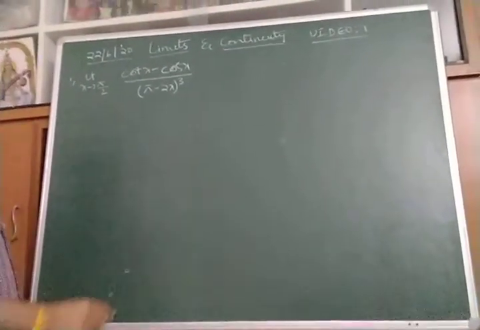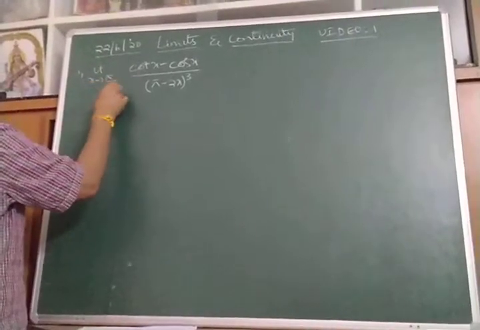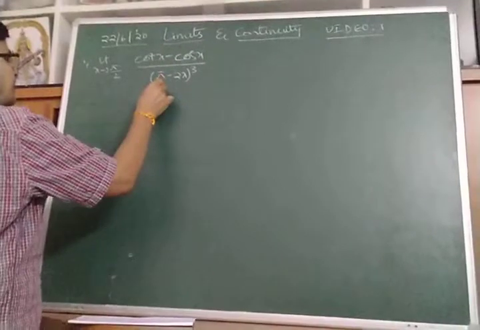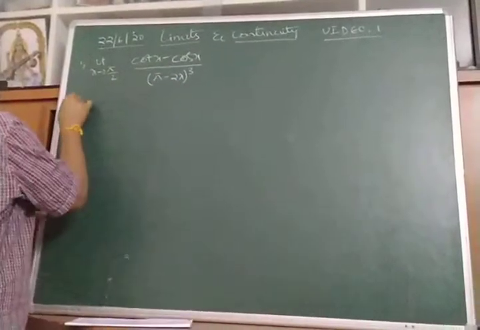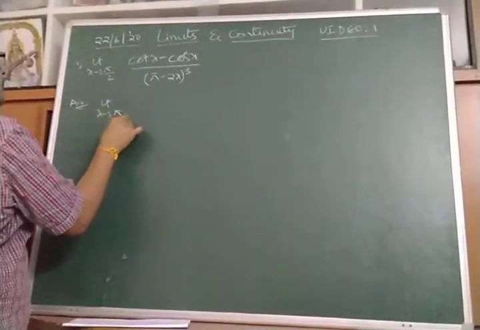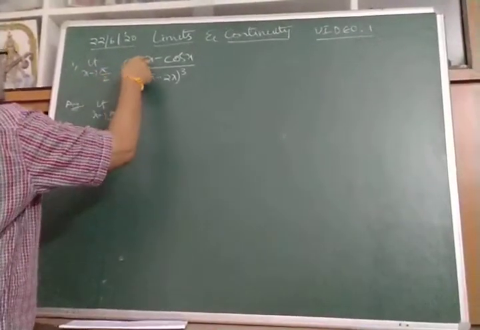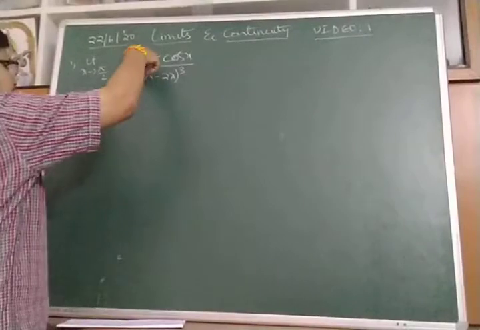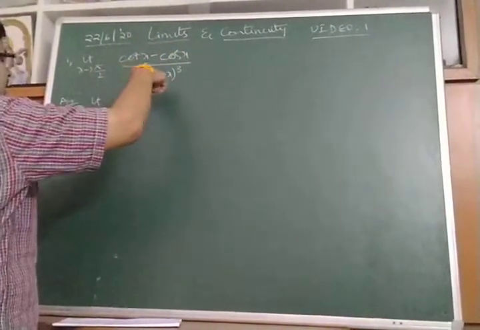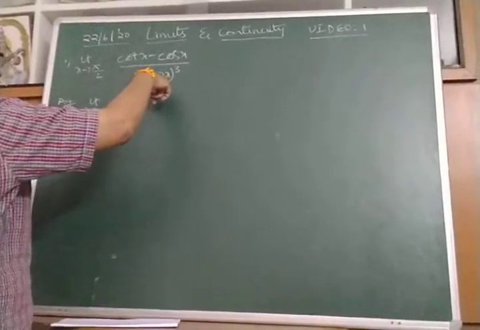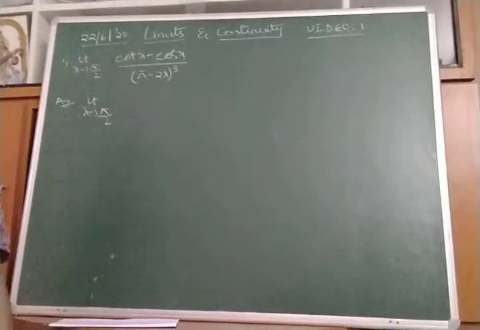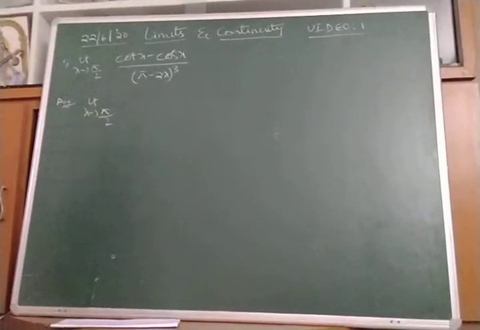Problem number 1. Limit x tends to pi by 2 of (cot x minus cos x) by (pi minus 2x) whole cube. If you substitute directly, cot 90 is 0 and cos 90 is also 0. And in the denominator, if you substitute pi by 2, pi minus pi is also 0. So it is 0 by 0, which is not a proper limit.